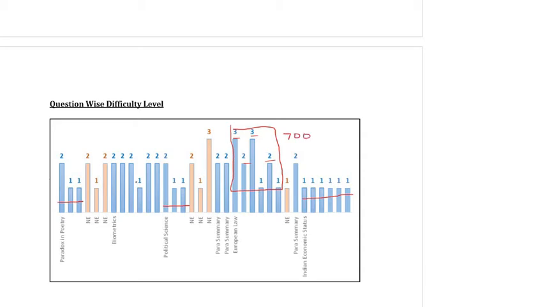Similarly, the one on biometrics: 5 moderate questions, 1 easy question. Not even a single tough question. So it looks doable in that sense. But when I combine this with the fact that there are 1000 words here, again something which puts me off from attempting this. So these are the ones that I would try, whereas these are the ones that I would skip.